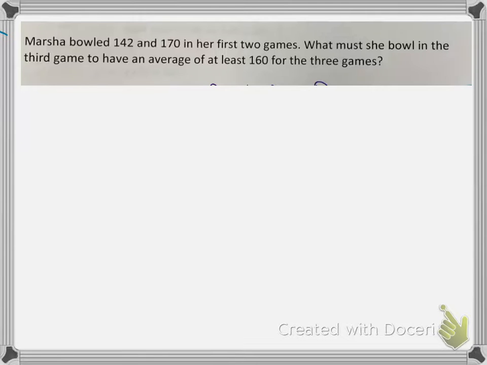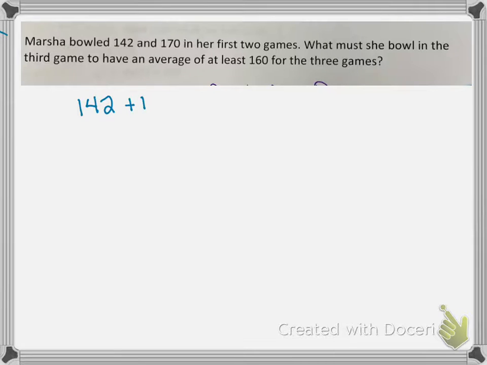Marsha is bowling. How many games has Marsha played? 3. How many has she played right now? 2. She's only played 2 games. Okay? How do I find the average of just those 2 games? What would I add together and what would I divide by? You would add 142 and 170 and then divide by 2.